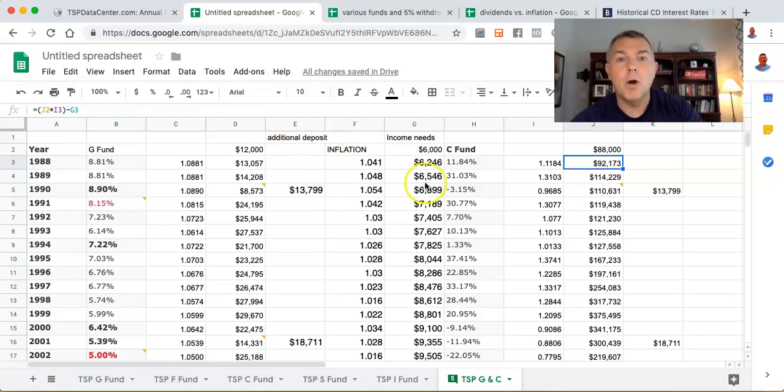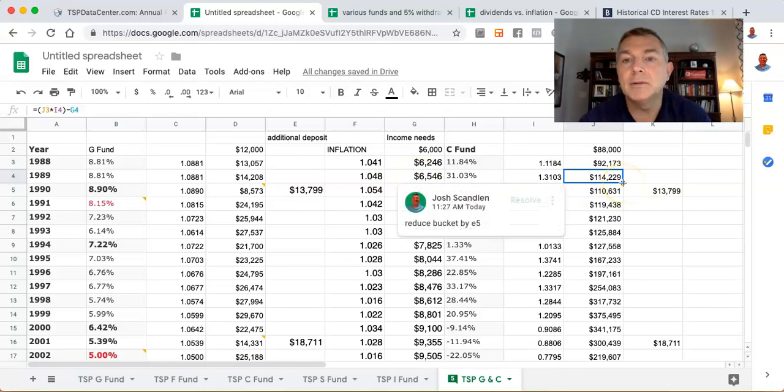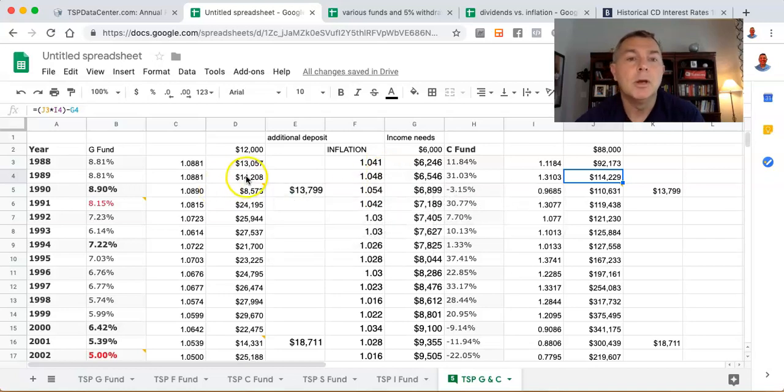All right. So the following year, again, we are up 31.13. So we take our trusty calculator and we say, okay, we ended the year at 92,173. What we did is we said 92,173 times 1.31 minus the amount we needed, which was $6,546. That left us with $114,229. On the cash bucket, same thing happened. 13,057 times by the 81%. So we're left with 14,208.